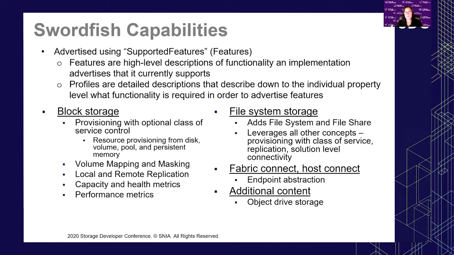So these are the types of capabilities we support. Block has a whole set of capabilities that's integrated into the spec and is able to be advertised via profiles. And file on the file side as well. File systems can be layered on top of block, depending on the implementation, or they can be advertised as just file functionality, independently, if the implementation chooses not to expose the underlying block capabilities.